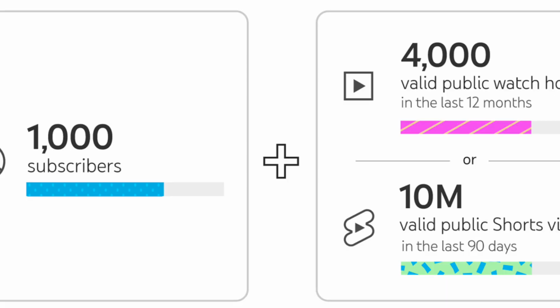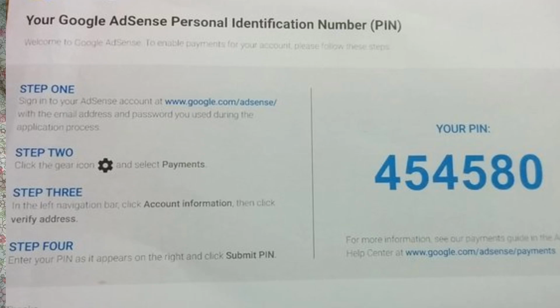Now to get monetized on YouTube, you will just need 1,000 subscribers and 4,000 watch hours in the last 365 days. Once you qualify for the monetization threshold, Google will send you an AdSense PIN, and that PIN you will be putting into your Google AdSense. Then you will be receiving payment from 21st to 26th of every month. Now the secret here is consistency and persistence. The more videos you upload, the more money you get.